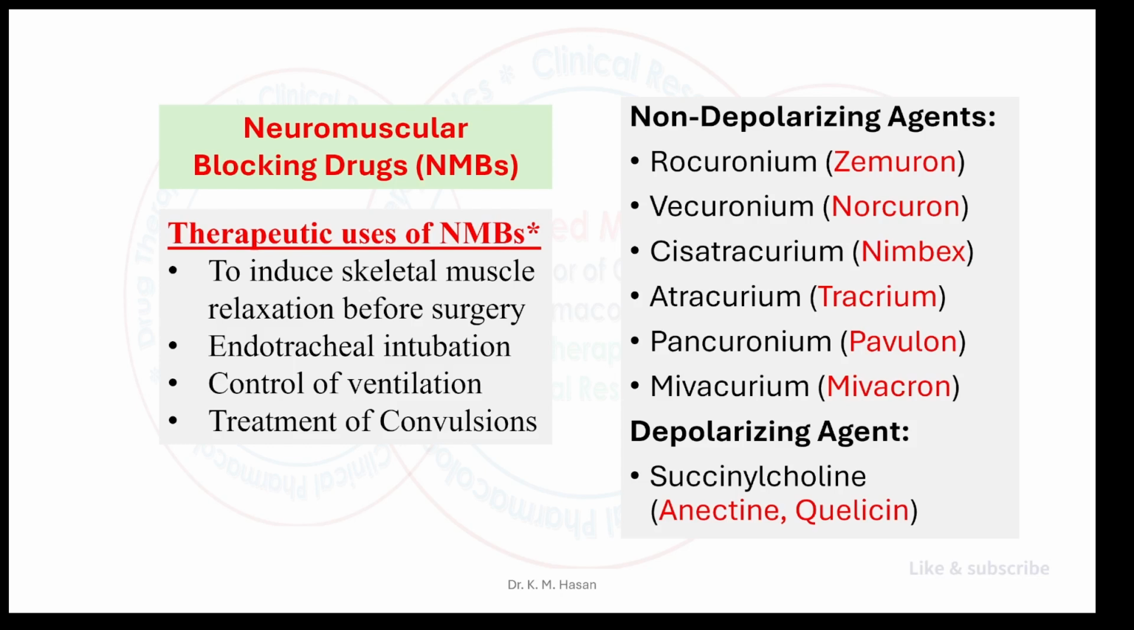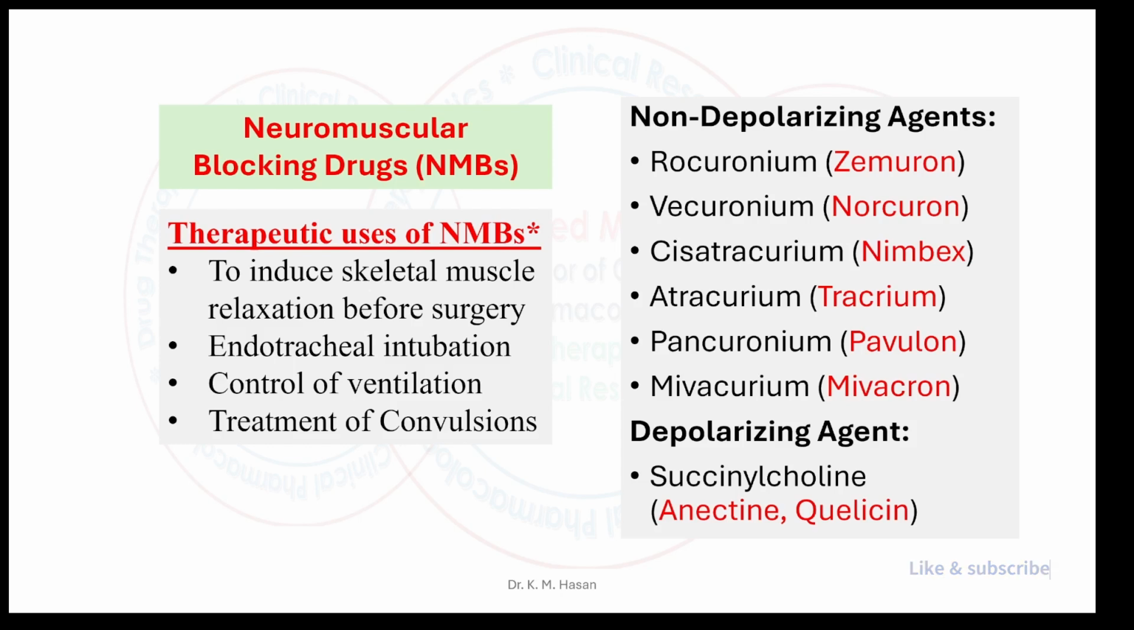Okay, this slide demonstrates the clinical use of neuromuscular blocking drugs. We use it to induce skeletal muscle relaxation to prepare the patient for surgery, number one. Number two, to facilitate endotracheal intubation. Number three, to control ventilation. Sometimes we use it for the treatment of convulsions. Not an ideal treatment, but it could be an option on the table to treat convulsions.